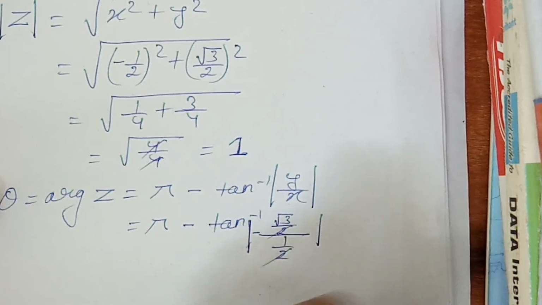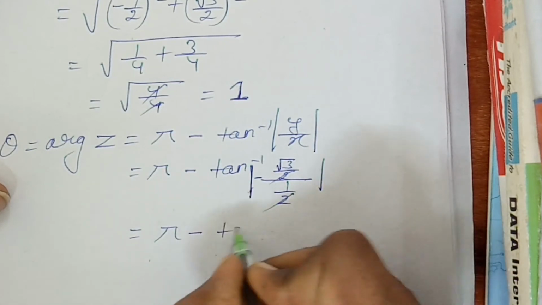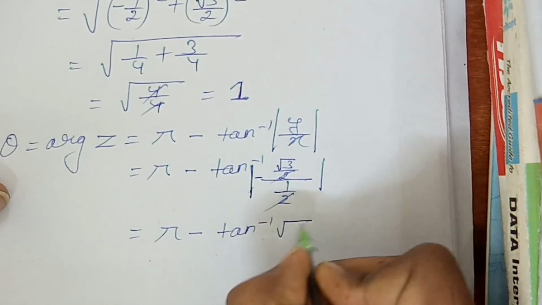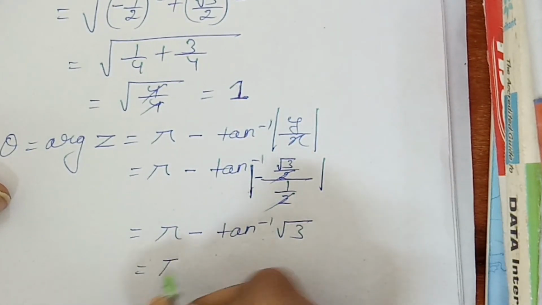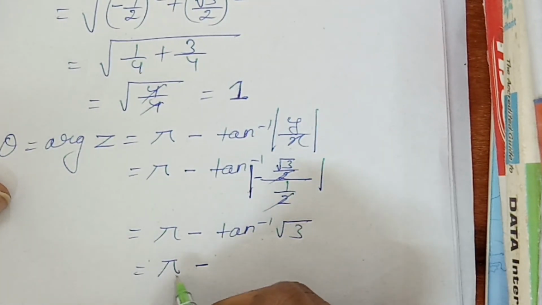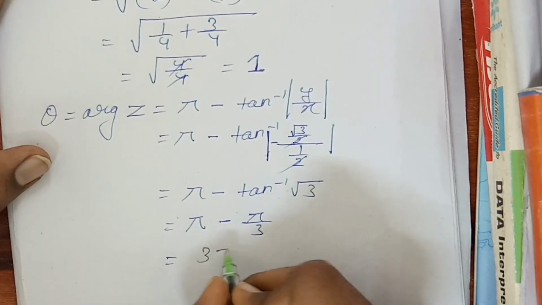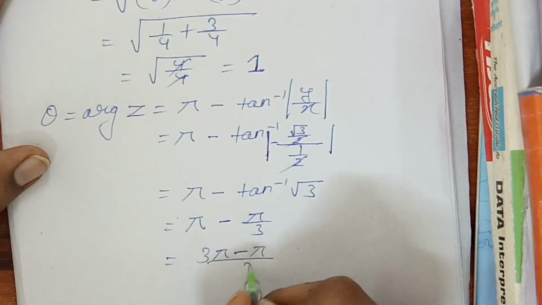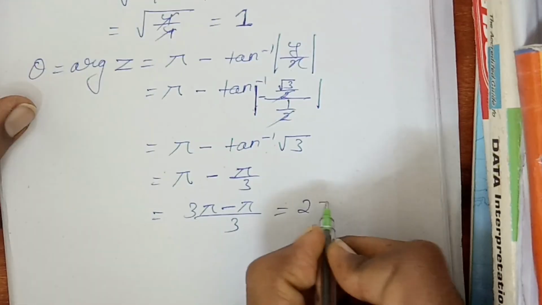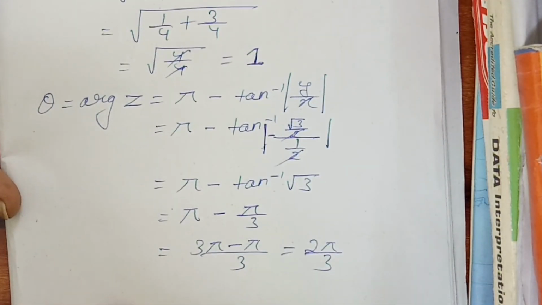So these two will be cancelled. We will get pi minus tan inverse root 3, and tan inverse root 3 is equal to pi by 3. So pi minus pi by 3, this implies 3 pi minus pi by 3 is equal to 2 pi by 3. This is the argument of the complex number.